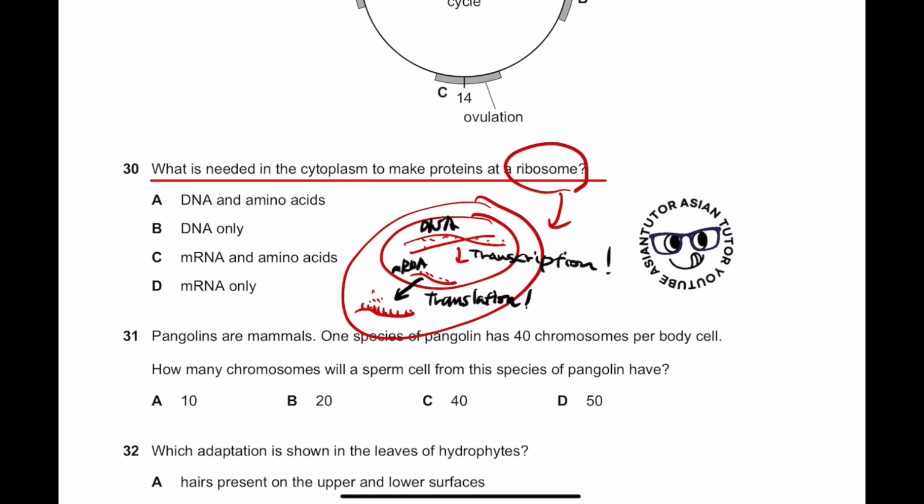And of course, we have to say that DNA is needed, but strictly speaking, it's the mRNA that are read, that are translated. And of course, to make proteins, we need amino acids, right? Proteins are made of amino acids. So the answer for this question should be C.